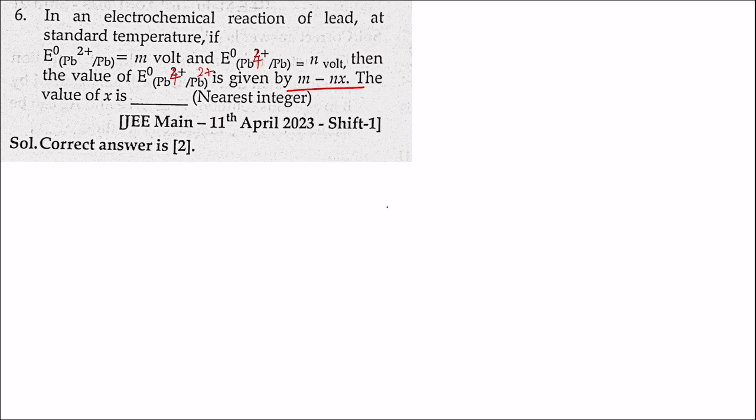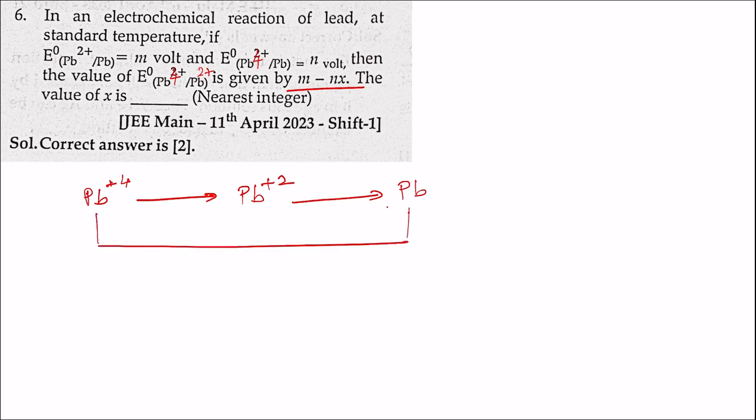Write the stepwise reduction of lead, that is, lead from +4 oxidation state changing to +2 oxidation state, and from +2 to lead. This is stepwise, and one is the direct conversion of lead from +4 to lead. Lead from +4 to +2, E naught value, let it be E naught 1. This you have to find out.